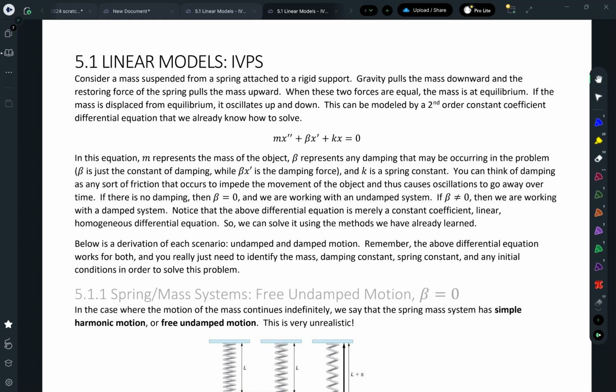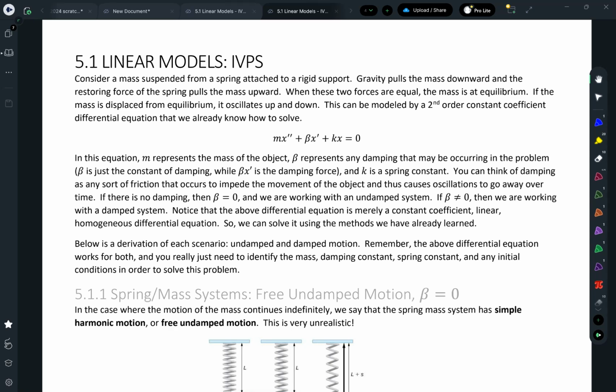So if we have a mass attached to a spring, then gravity is going to pull that mass downward, but there will be some sort of restoring force that the spring has that allows it to bounce back up once the mass is removed. And when these two forces are equal, the restoring force and the gravity force, then the mass will be at equilibrium. If the mass is displaced from equilibrium, then it's going to oscillate up and down.